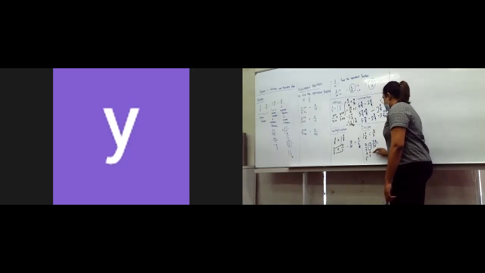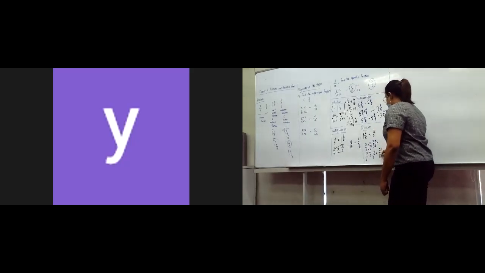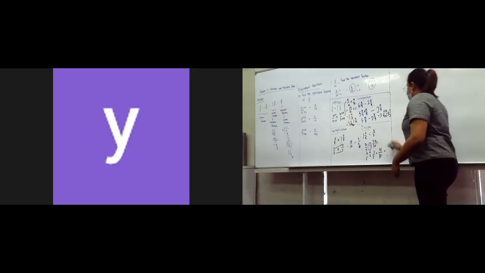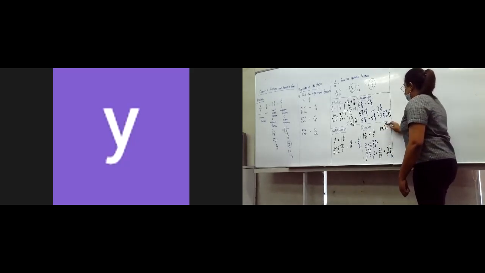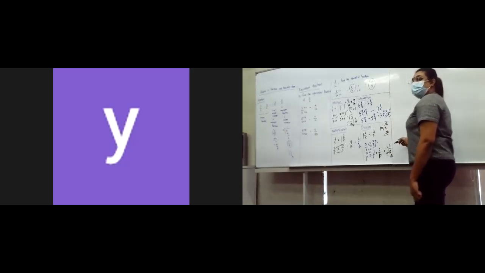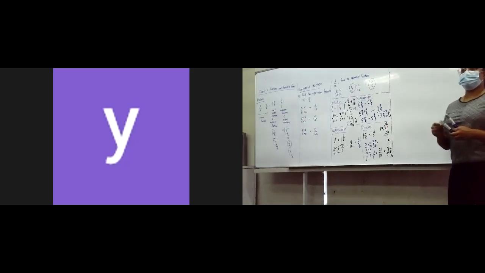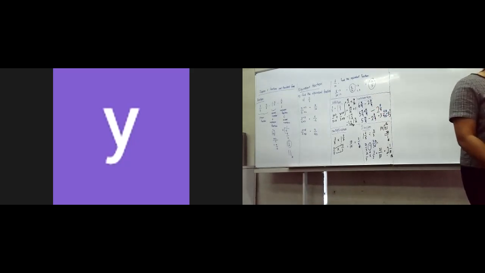Yes. Now you do the normal one. 7 times 3 is 21 over 10. So it will be 2 1 over 10. Okay, done.